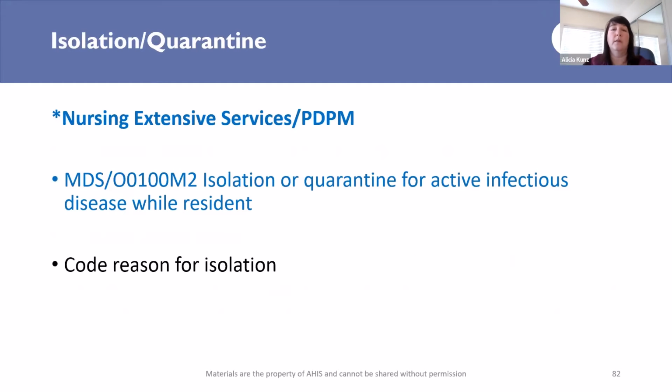Some notes about isolation or quarantine, which I'm sure we're seeing with COVID. There is a checkbox for this on the MDS, and it's O0100M2, isolation or quarantine for active infectious disease while a resident. We would need to check that off on the MDS, and then we would need to code the reason for the isolation, whether it's COVID-19 or whatever it is. We would need to code that on our diagnoses list.